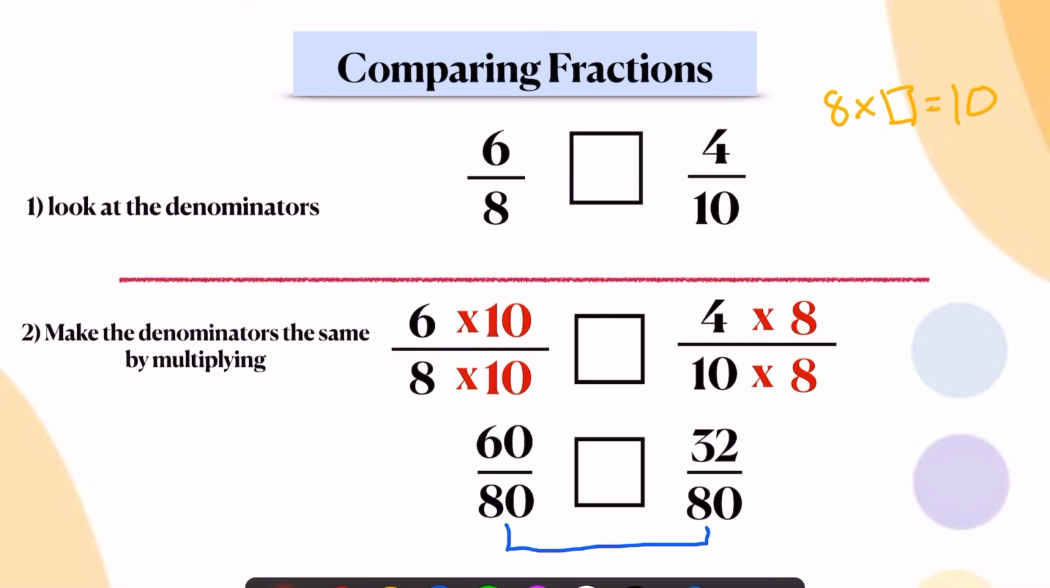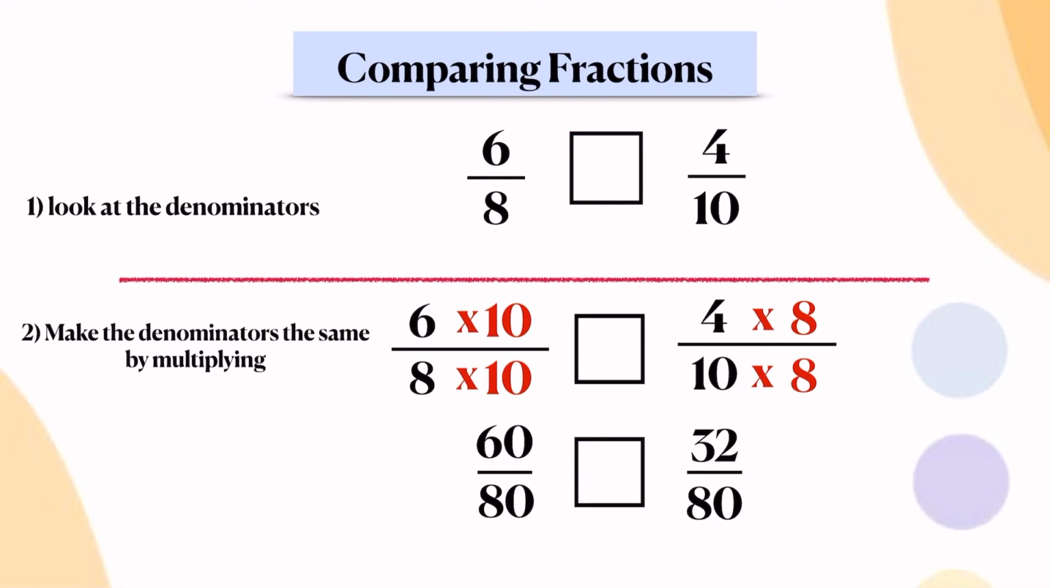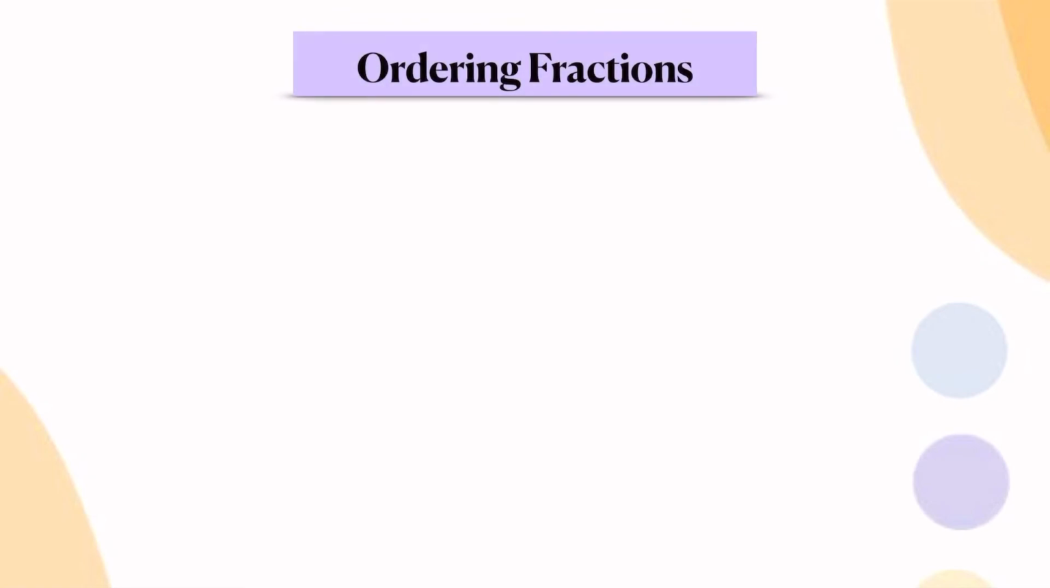So you can compare these two fractions. Now you compare the numerators. Is 60 more than or less than 32? Very easy. So 60 is greater than 32. So now you can answer this question: 6 over 8 is greater than 4 over 10.